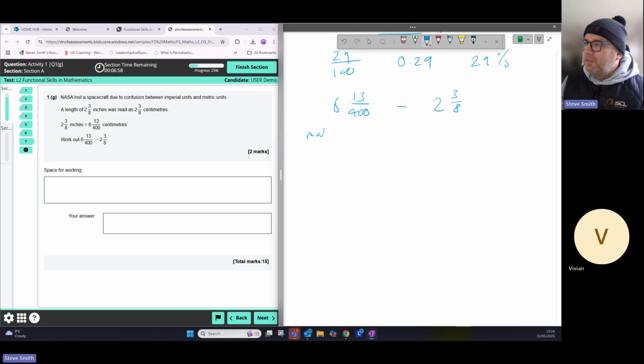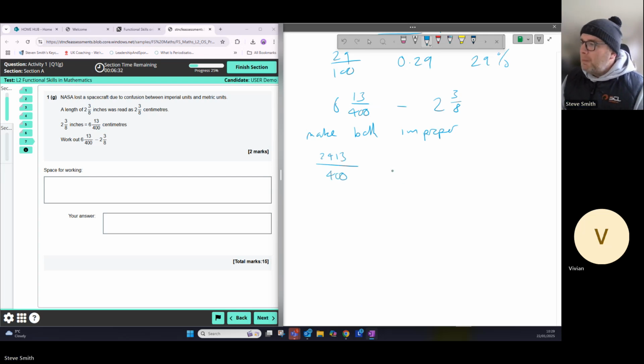First of all, we're going to make both improper. They're mixed numbers at the minute, so we need to go whole times bottom, add top. So 6 times 400 is 2,400. Add 13, 2,413 400ths. That's that one. Minus 2 times 8, which is 16. Add our spare, it's 19. So we've got that question.